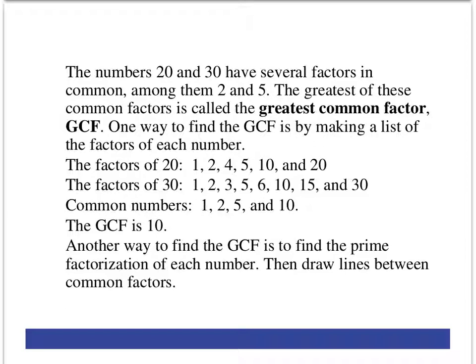So when you make the factors of 20, you get 1 times 20, 2 times 10, 4 times 5, and so you keep going on. And for 30, you get 1 times 30, 2 times 15, 3 times 10, 5 times 6. The common numbers are 1, 2, 5, and 10. They each appear in the factors of 20 and 30, and the largest one is 10. Another way to find the GCF is to find the prime factorization of each number, then draw lines between the common factors.